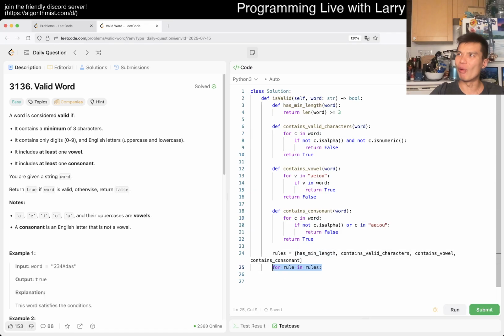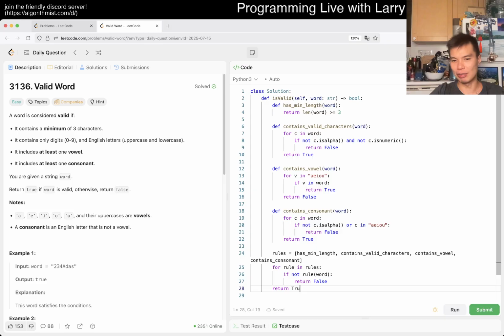I think in some languages there's a for-all method. I don't know if there is in Python. Honestly, if I had more time, maybe I would just Google it. But basically, you could write your own for-all, which is, if a rule applied to the word is not true, then return false.